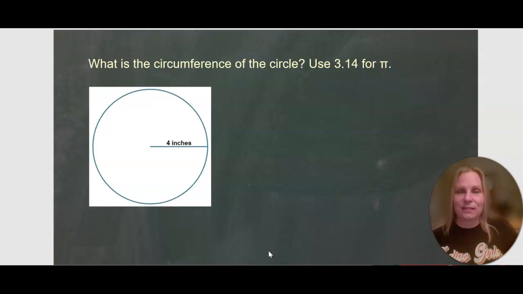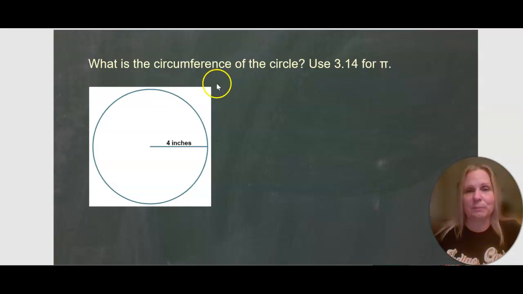Way back when, ancient times, ancient Greek mathematicians made an observation. They noticed that if you take a circle and you measure the distance around the circle, every time you measure that distance, it's a little more than 3 times the diameter. So let me show you what I mean by that.